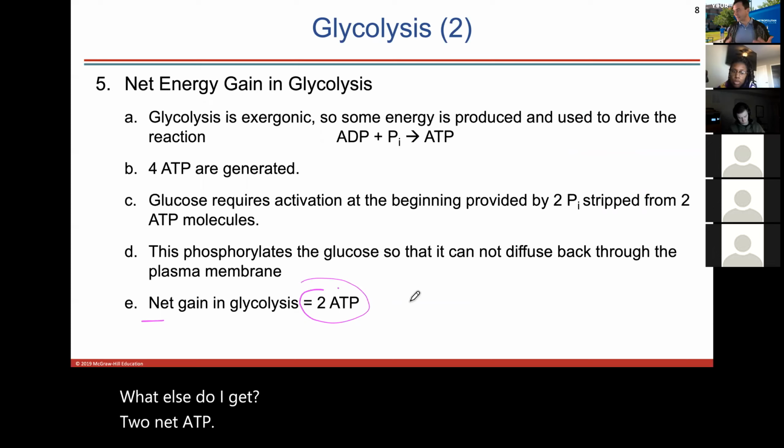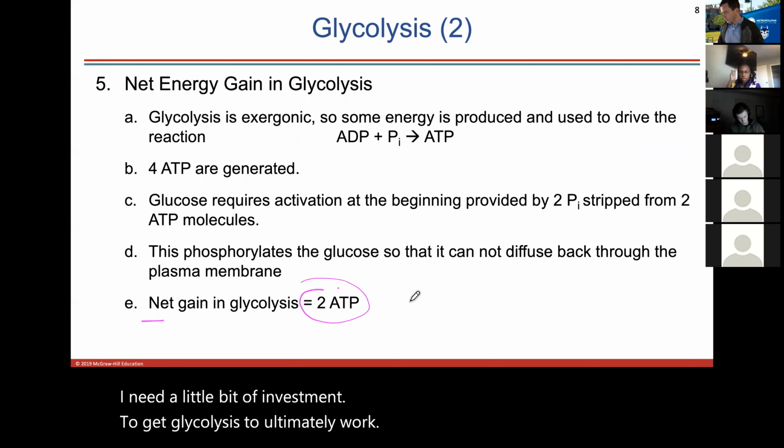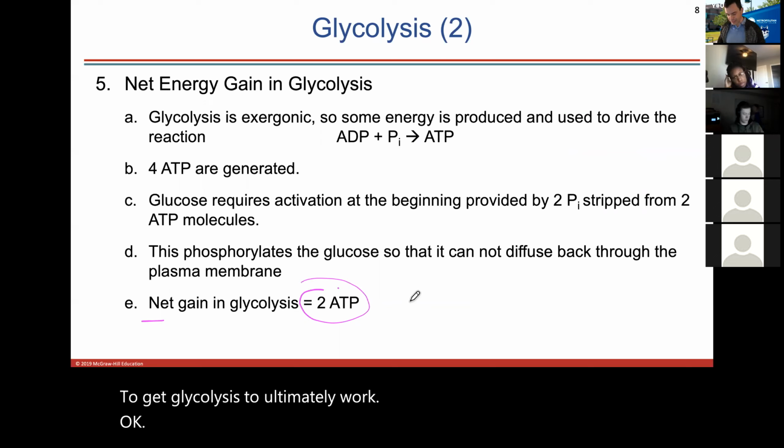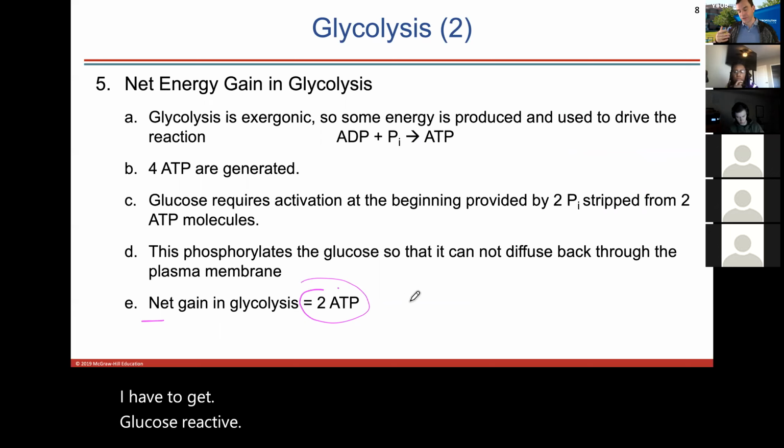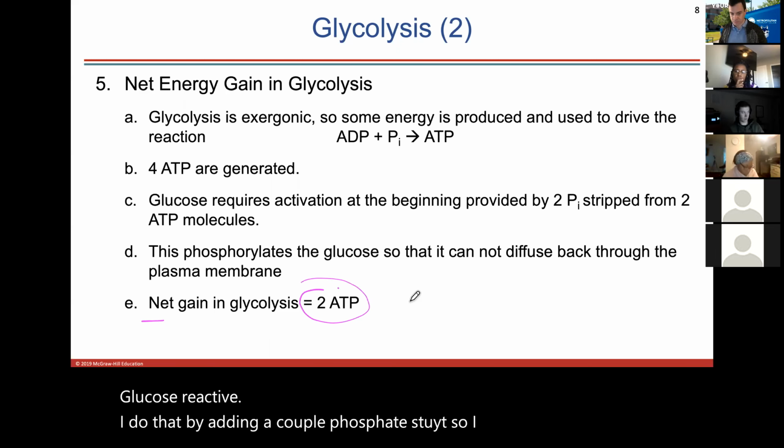I need a little bit of investment to get glycolysis to ultimately work. Okay. I have to get glucose reactive. I do that by adding a couple phosphates to it. So I phosphorylate this thing.